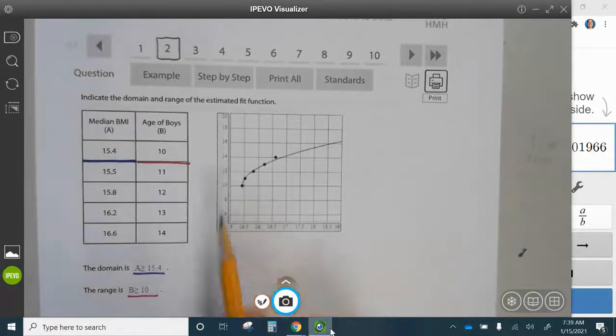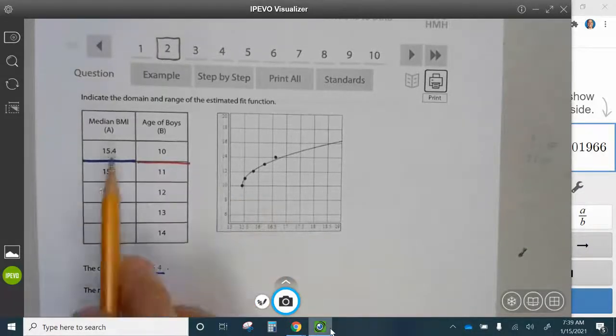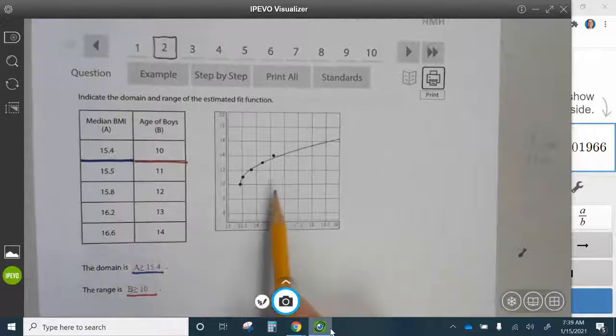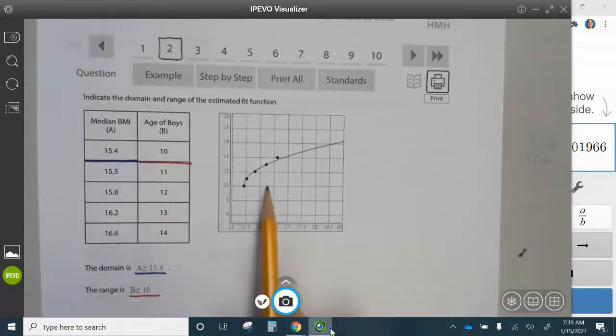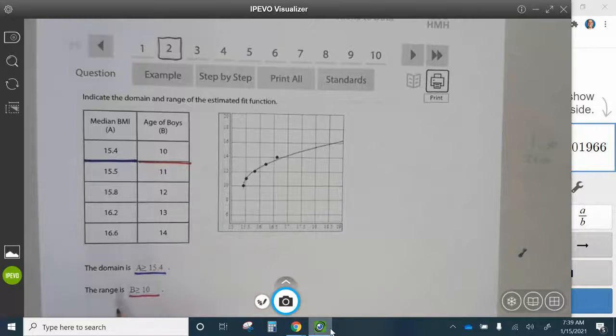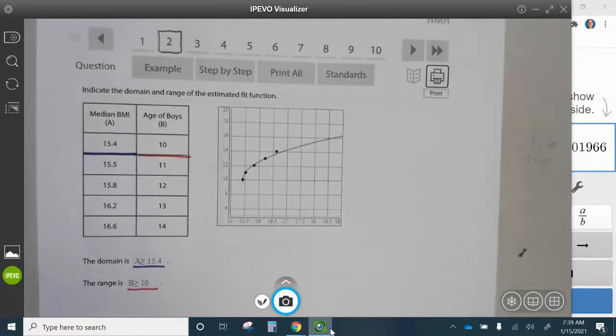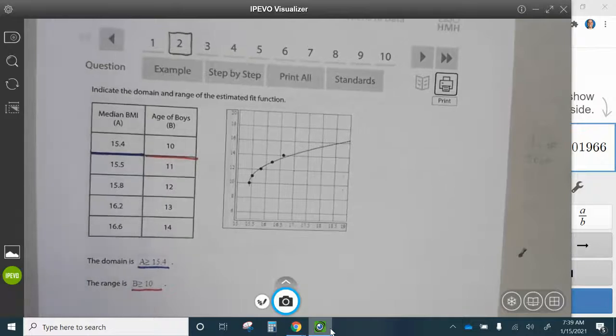So domain here is x greater than or equal to 15.4. And the range is the y value of the vertex, and you can see its graph is greater than, so the range is b greater than or equal to 10. Go ahead and finish up question 2.